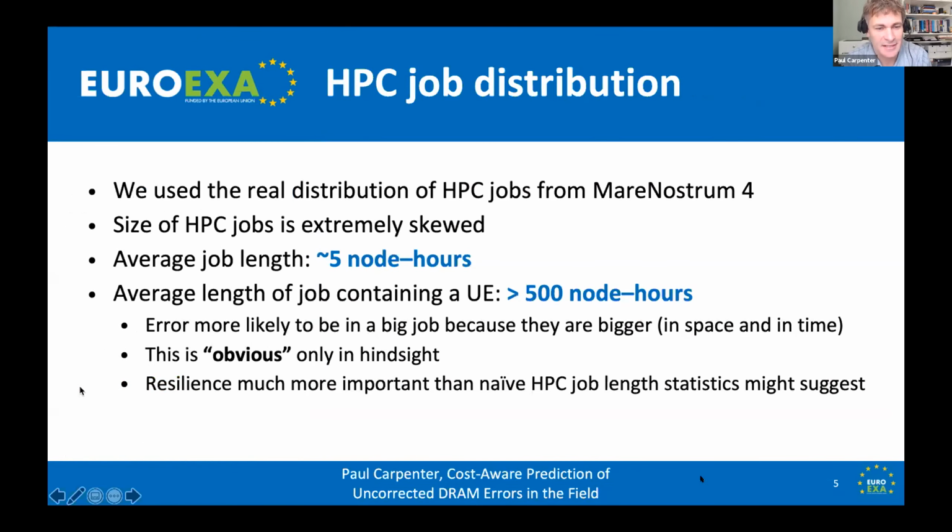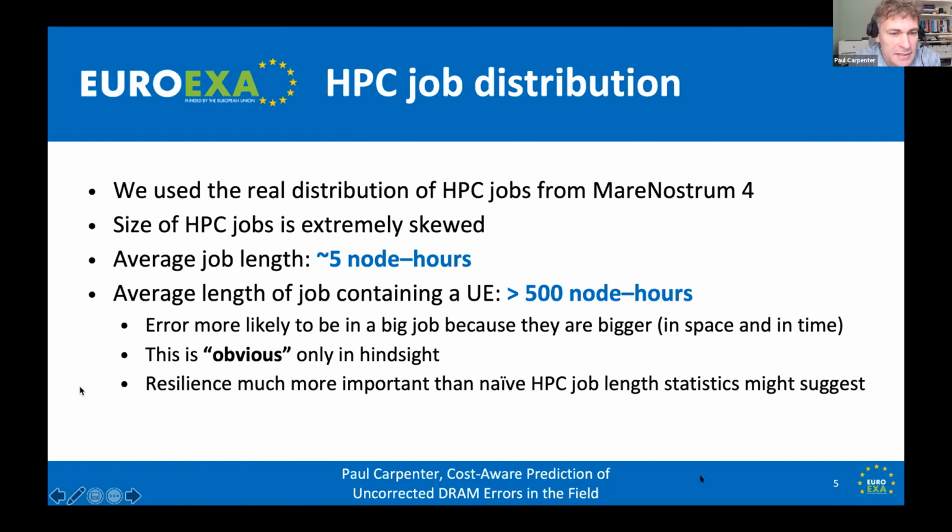Another thing, in terms of obvious things, it's not really so obvious, but it's really important, which is we're going to talk about cost benefit of different things. This is an important thing, but just in the moment, we use the real distribution of HPC jobs from a different time period, but probably in terms of statistics, generally the same.